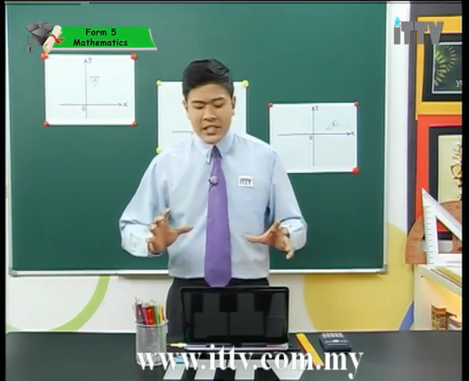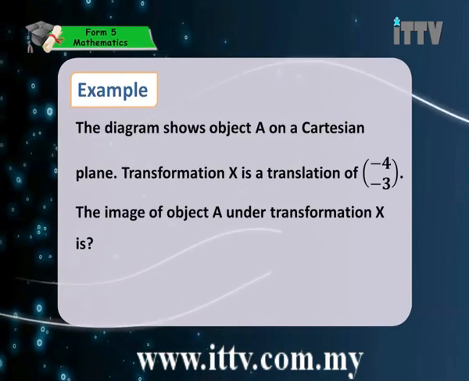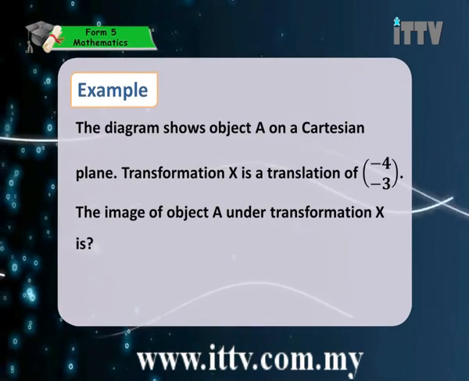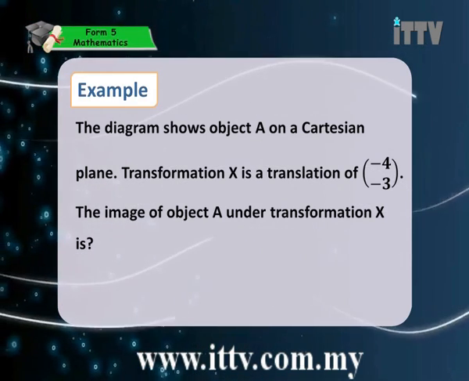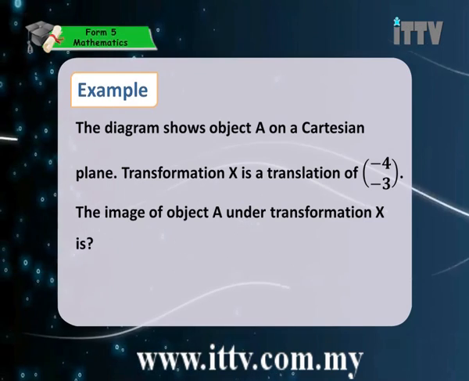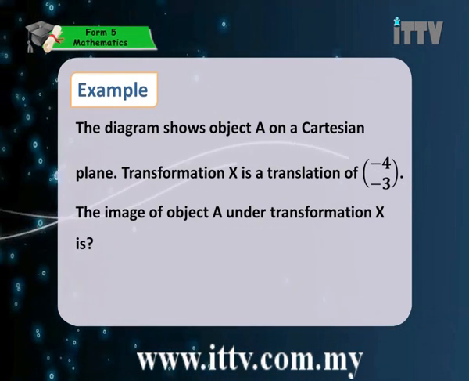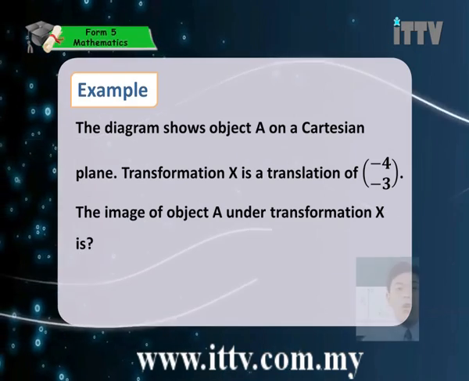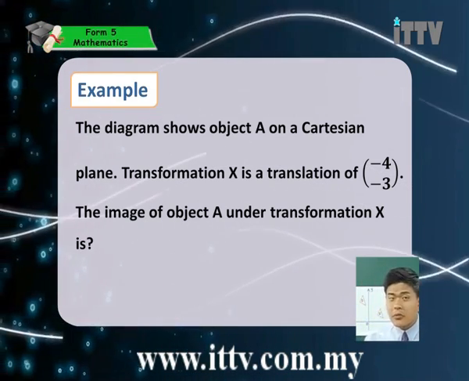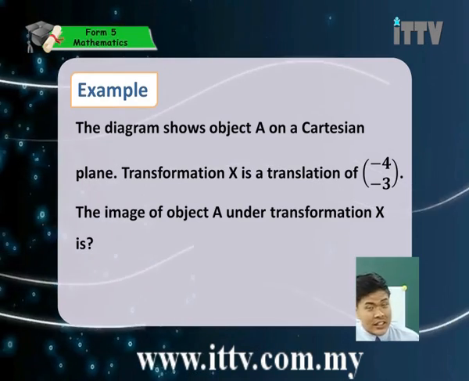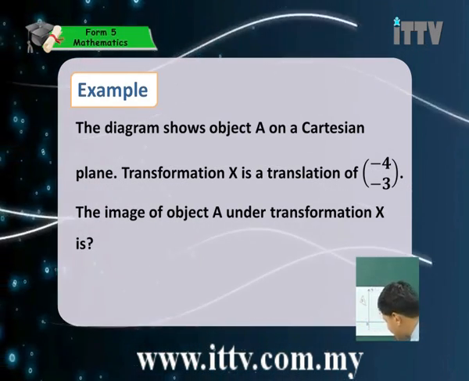Take a look at this diagram first. We have the object A. The diagram shows object A on a Cartesian plane. Transformation X is a translation of (-4, -3). The image of object A under transformation X is... Now let us draw the image of this object A under the transformation X, which happens to be a translation of (-4, -3). Now let's go over to the board.